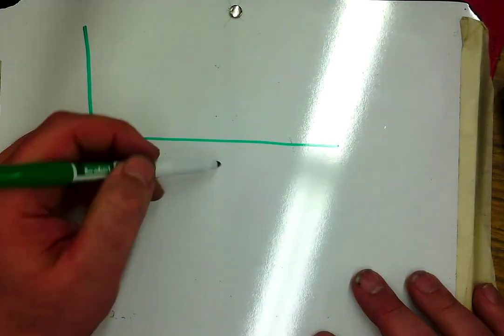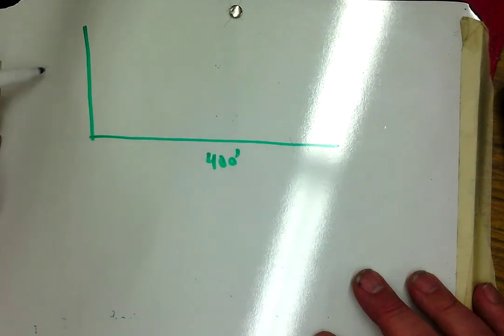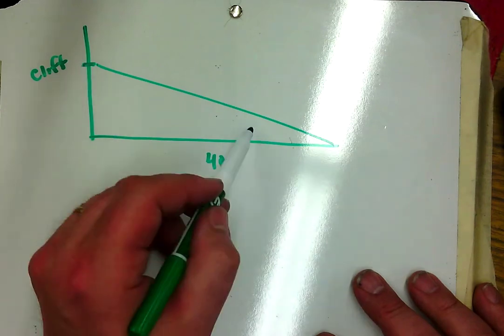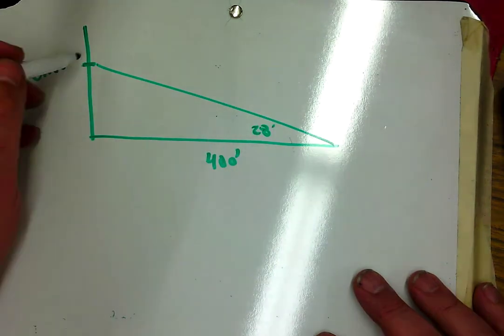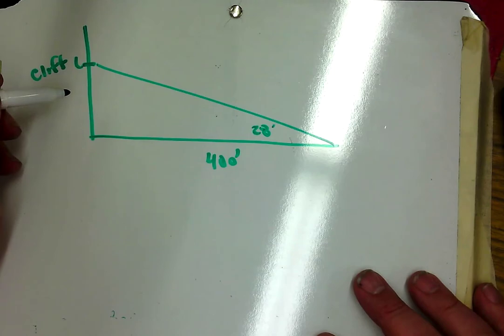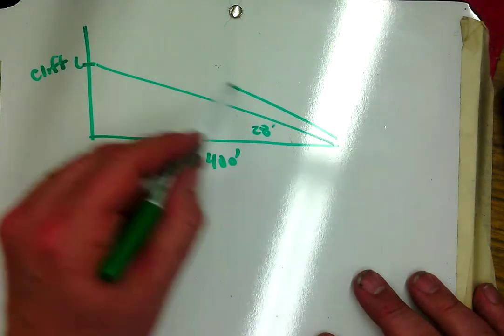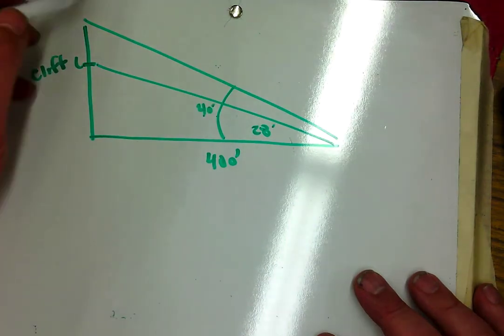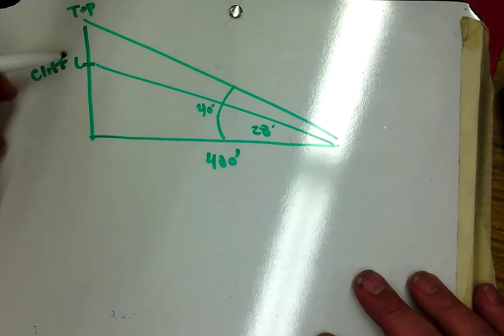10 says you stand 400 feet back from a cliff. 400 feet. There's a cliff. You look up with an angle of elevation of 28 degrees. 28 degrees. And you see a ledge. You look up at an angle of elevation of 40 degrees. And you see a rescue party at the top. And we want to know how far apart are the 2 groups. We want to know this.